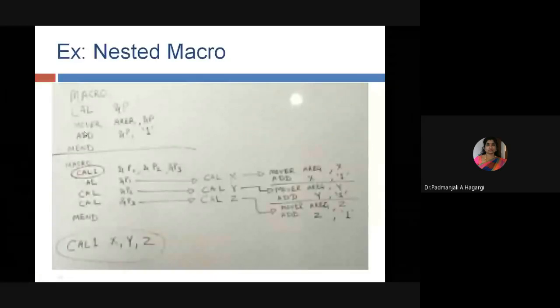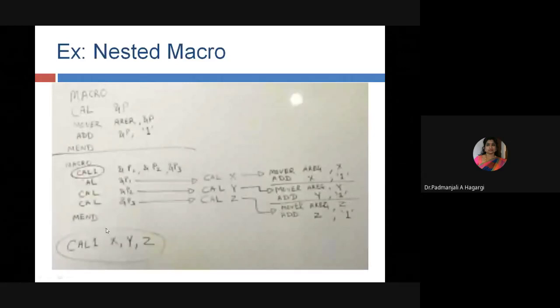Now the first macro which is running as call 1, and in this call 1, another macro is running. Who is that another macro? That is call. But the call macro is expanded or invoked for 3 times. So this is how the expansion happens 3 times whenever it is called.